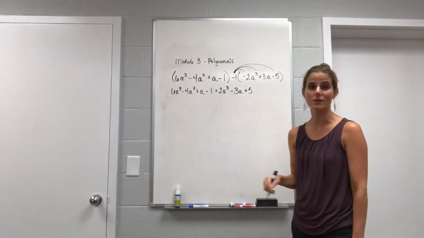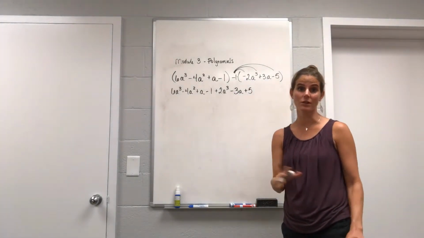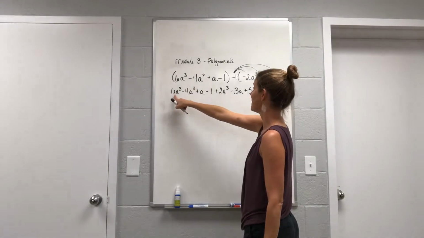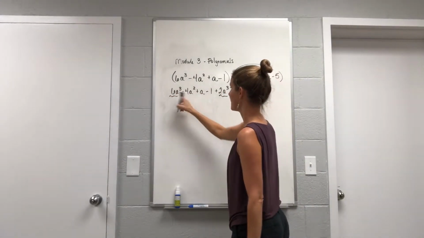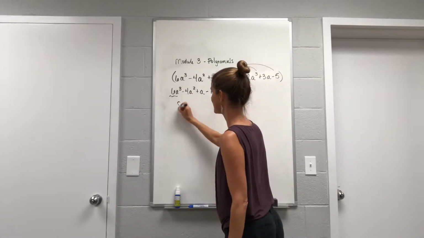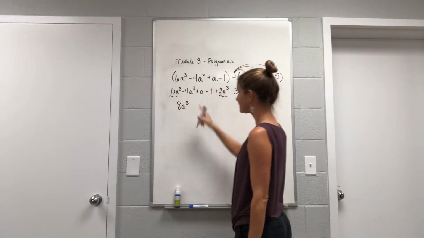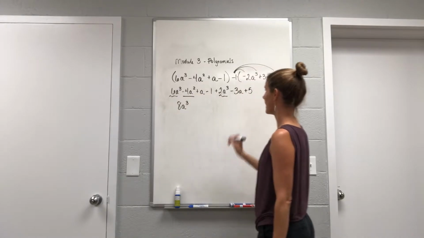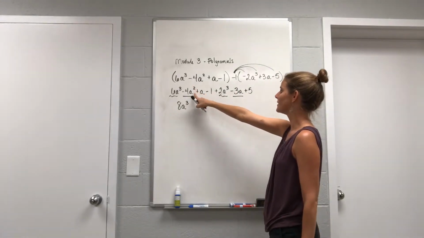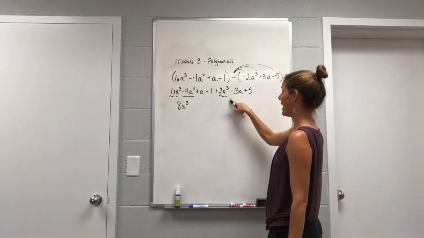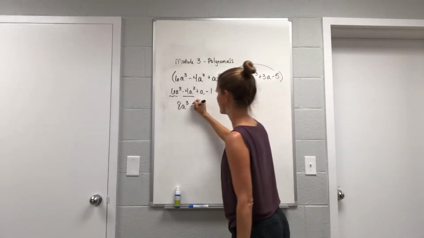And then from here, we can just combine the like terms, just like we did with the addition, and then we'll be done. So I have an a cubed term here and an a cubed term here. So I'm going to add those together. 6 and 2 gives me 8a cubed. And then I have a negative 4a squared. I don't have another a squared term, so I just bring that directly down.